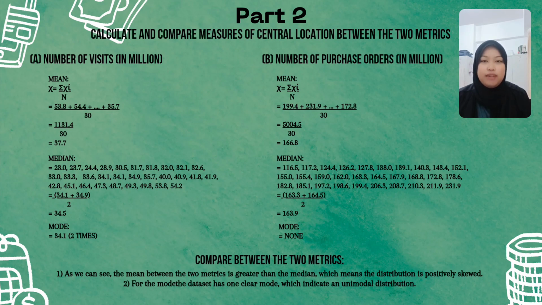As we can see, the mean of the two metrics is greater than the median, which means the distribution is positively skewed. And for the mode, the data set has one clear mode, which indicates a unimodal distribution. That's all from me. Thank you.